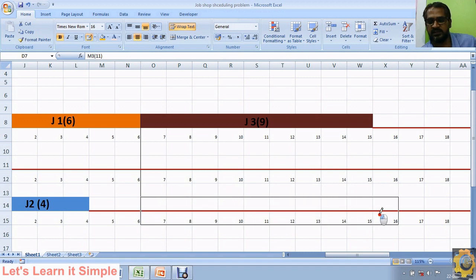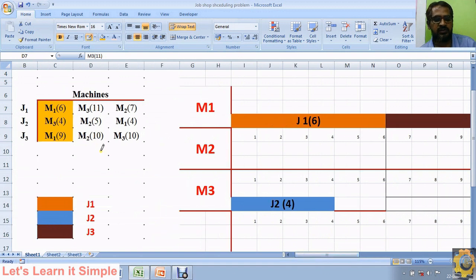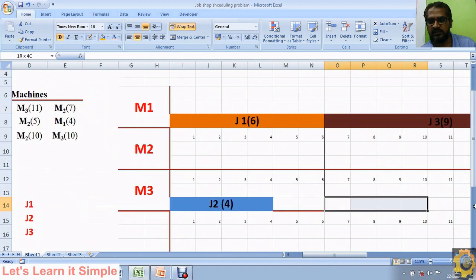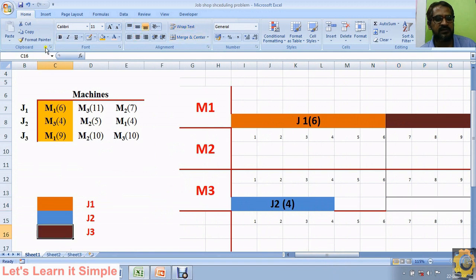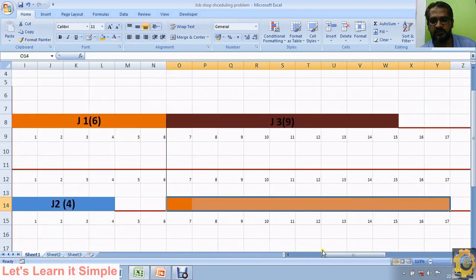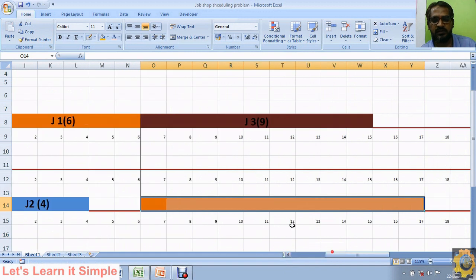So 11 plus 6, it is 17. You can see its time unit is 11. It enters by 6 and leaves by 17, so taking a total of 17 time units. Okay. So you can merge, wrap. Now this is the third job. Sorry, this is the first job. Let me select this color and paste it here.